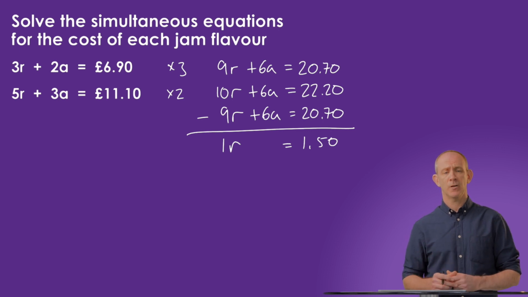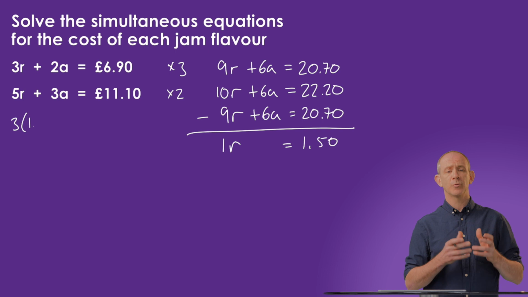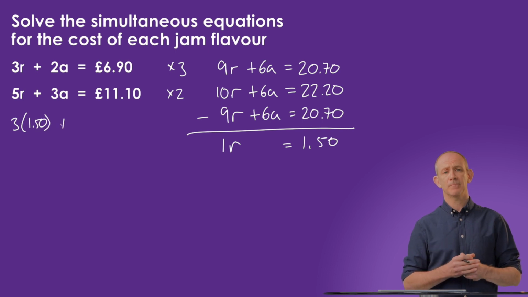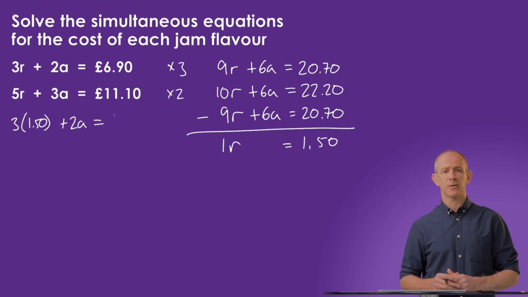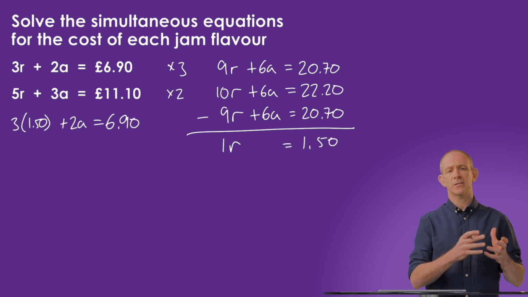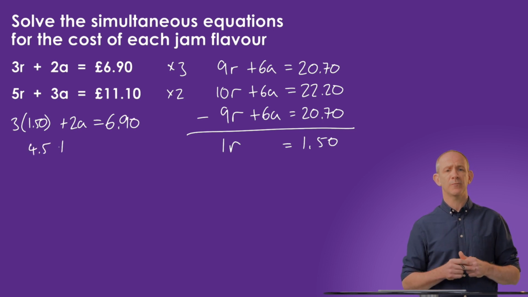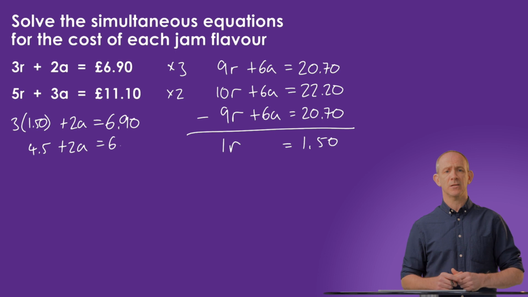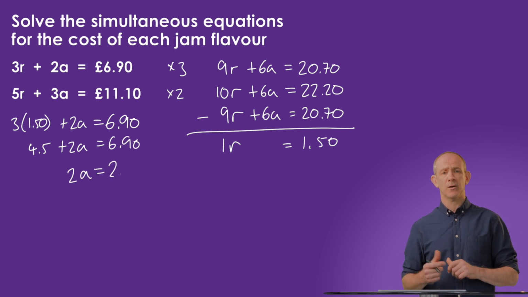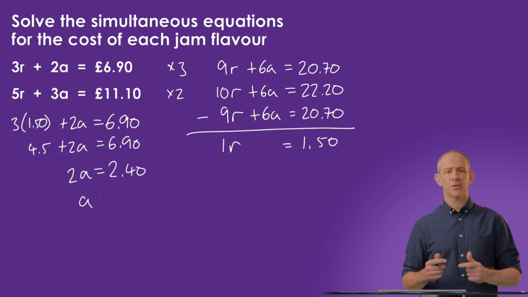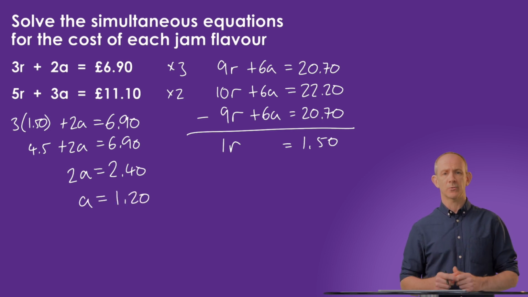Let's substitute that into the first equation to find out how much a jar of apricot jam is worth. So we can do 3r, which we know now is £1.50, plus 2a equals £6.90. We can multiply that out to be 4.5 plus 2a equals £6.90. Subtract the 4.5 from both sides to get 2a equals £2.40, and then divide both sides by 2 to get a equals £1.20.